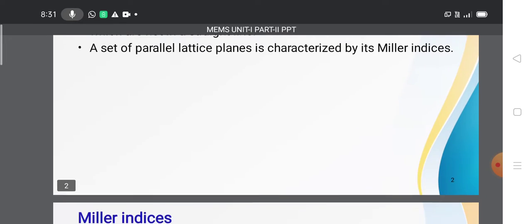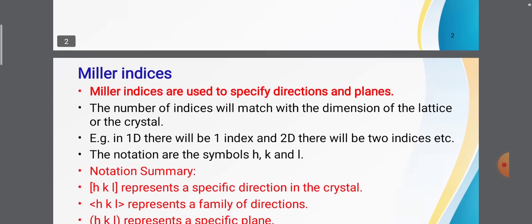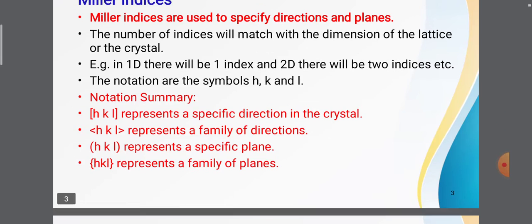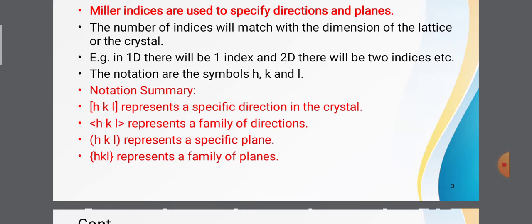Next, we see the Miller integers. The Miller integers are used to specify directions and planes. The number of integers will match with the dimensions of the lattice or the crystal. For example, in a one-dimensional crystal there will be one index, and in a two-dimensional crystal there will be two integers. Three-dimensional will have three integers. Here we are using the symbols H, K and L.